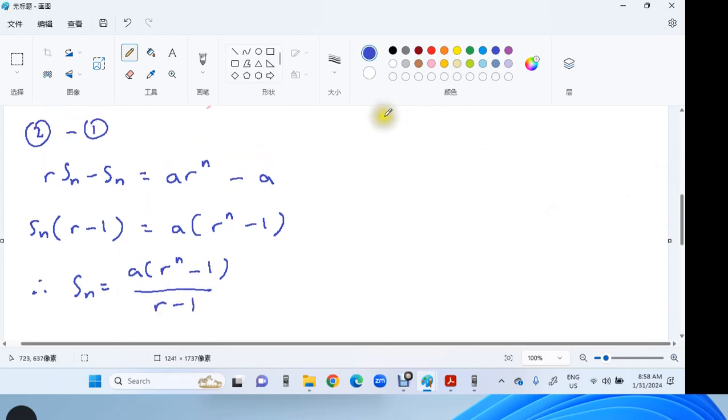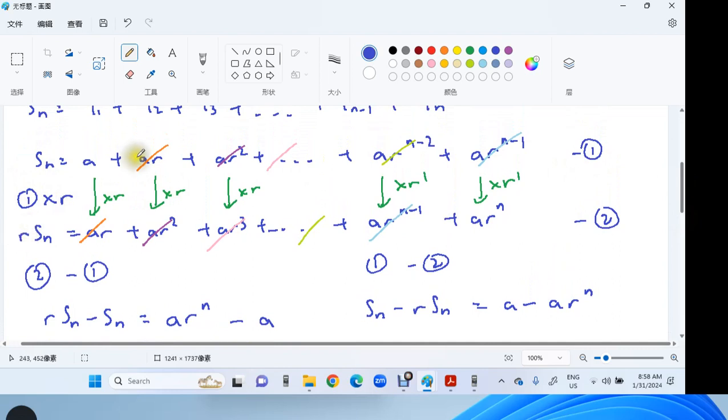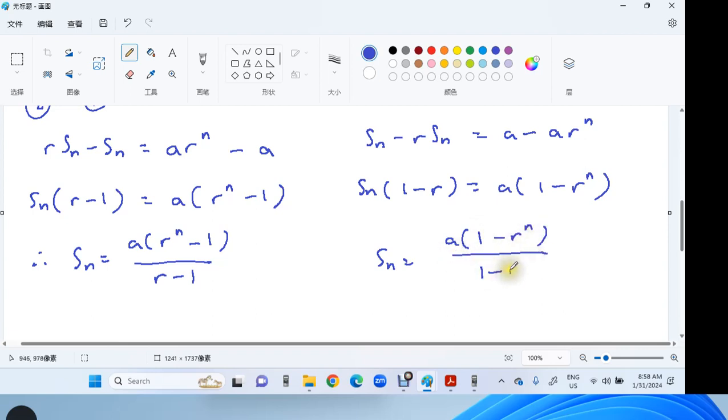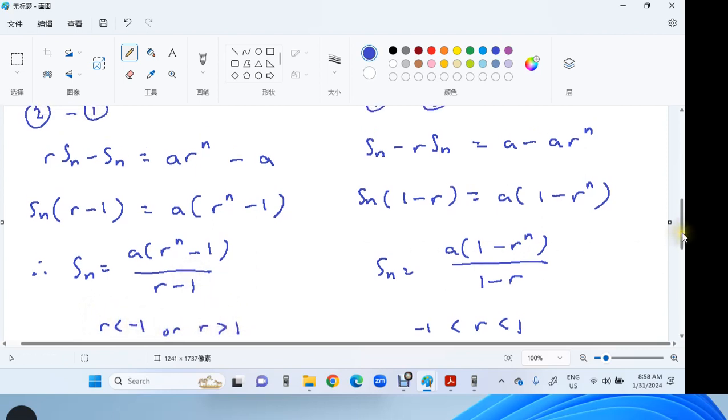Just now, if I use equation 1 minus equation 2, then I have Sn minus rSn equals a minus ar to the power n. Now I factorize: Sn times 1 minus r equals a times 1 minus r to the power n. So Sn will be a(1 minus r to the power n) over 1 minus r. This is for r between -1 and 1, and for r less than -1 or greater than 1, we use the other one.